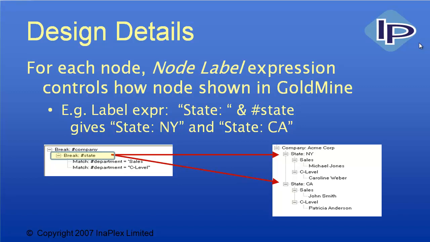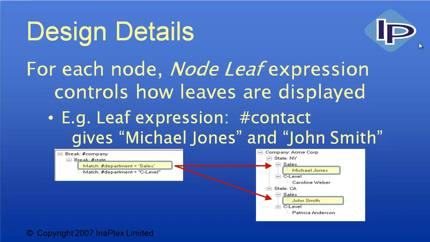For each node, the node label expression controls how the node is shown in GoldMine. So on that break node state, the label expression was actually state concatenated with the value of the state field, and you can see the results in the tree. The other thing that can happen is we generate leaf nodes. A leaf node is when the record is moved as far down the tree as it possibly can, so it's actually placed there. And typically you're going to want something like the contact name when we put it in the leaf node. So you can see here that the leaf node expression was just the value of the contact field, which gives us the name of the contact, Michael Jones or John Smith.